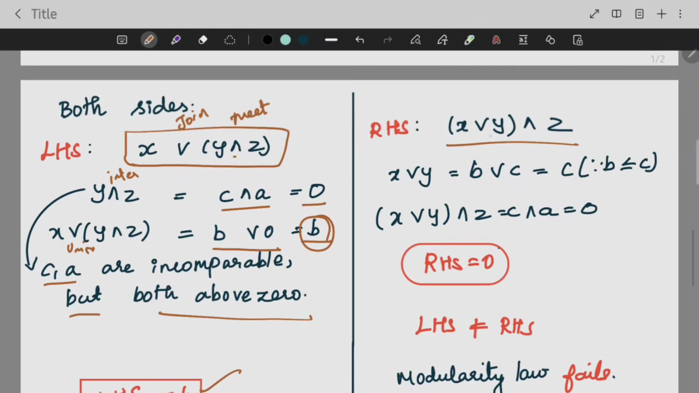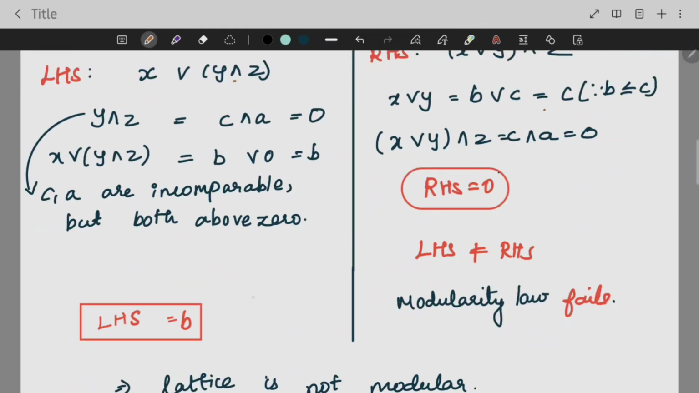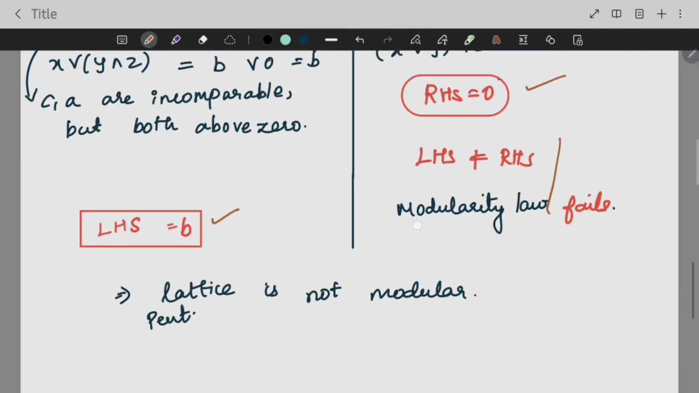So we have the left hand side as B. For the RHS, first find X union Y, that is B union C, which is equal to C, since B is less than or equal to C. Then the full RHS is equal to C intersection A, which is equal to 0. So the right hand side is 0. Now you see the final result: LHS is not equal to RHS. So the modularity law fails. Therefore, the Pentagon lattice we took is not modular.